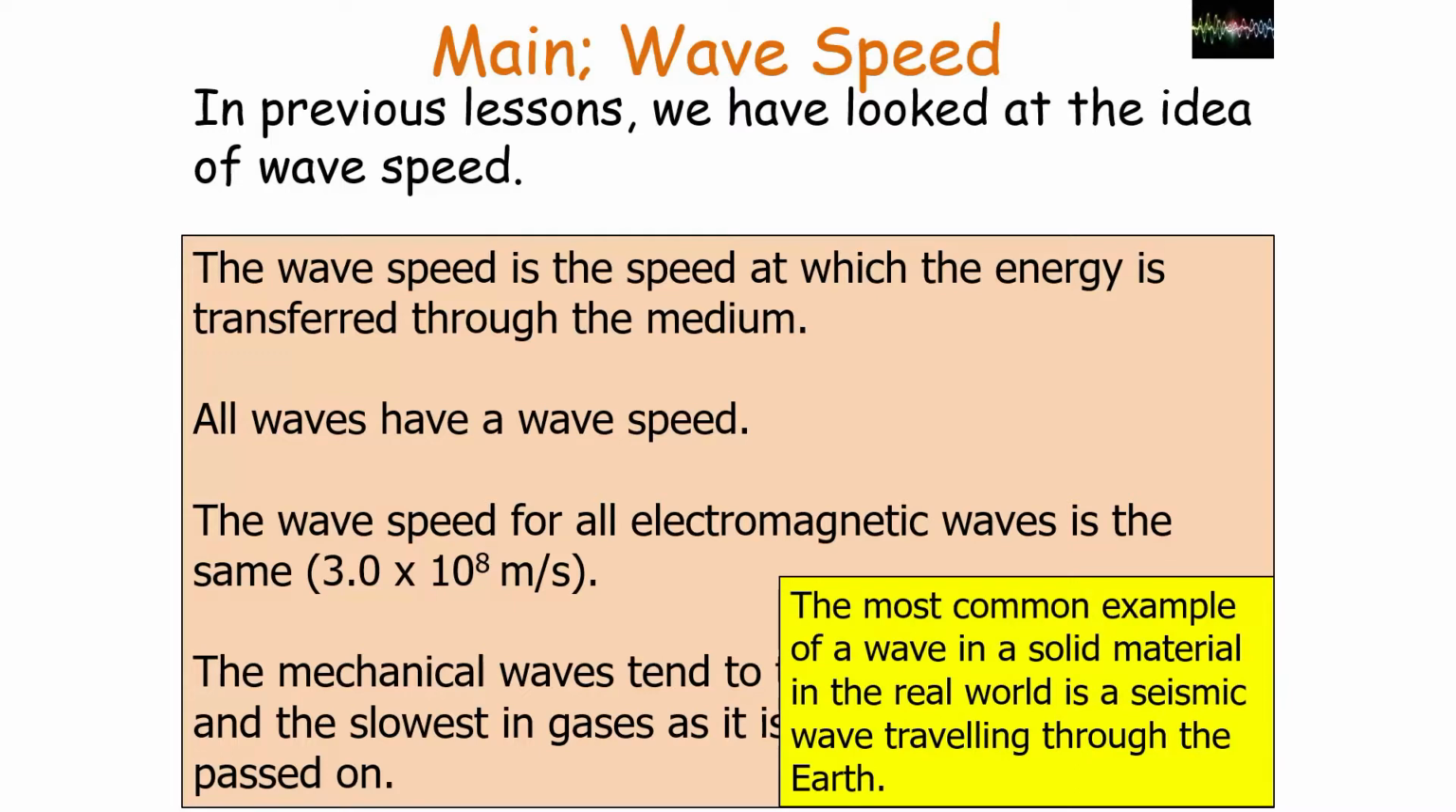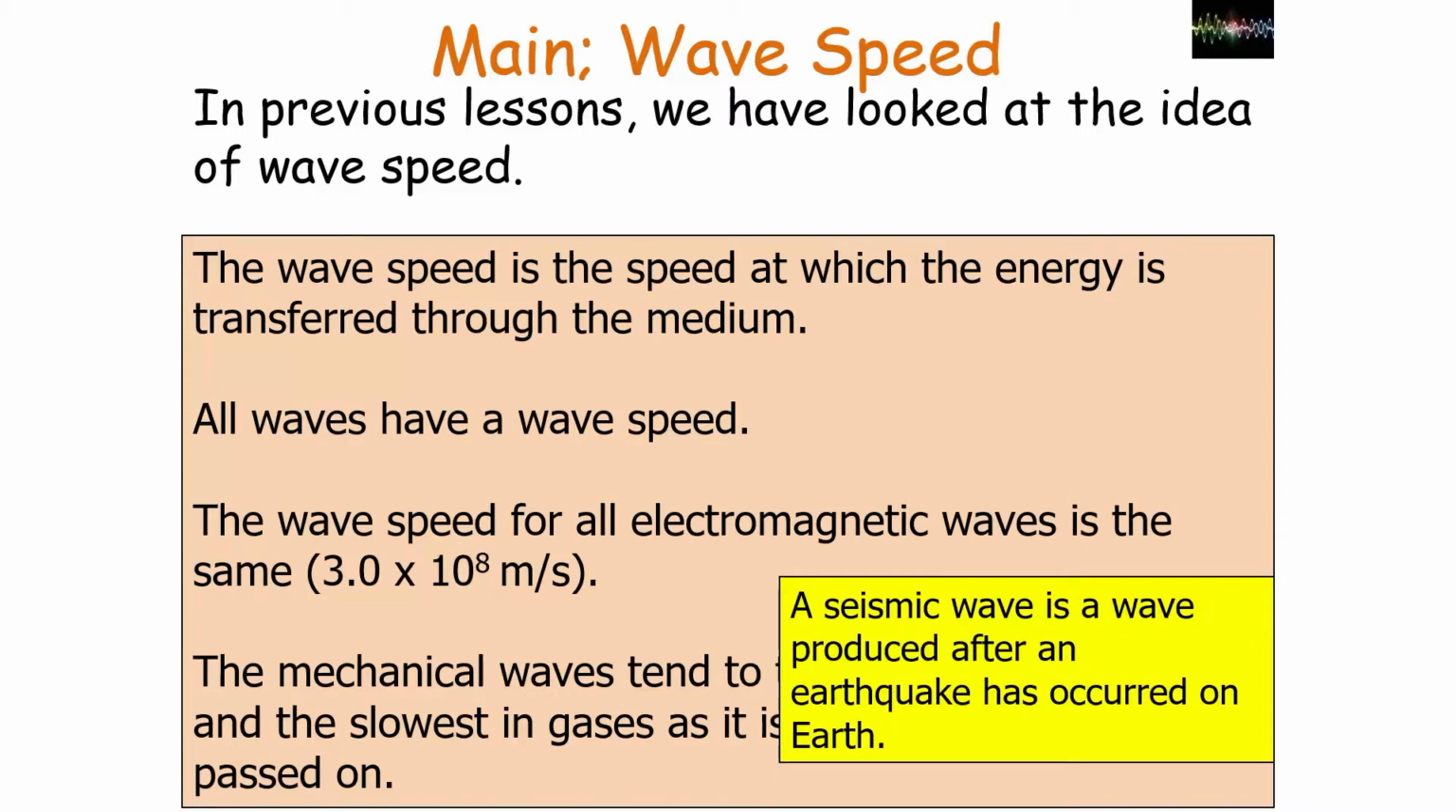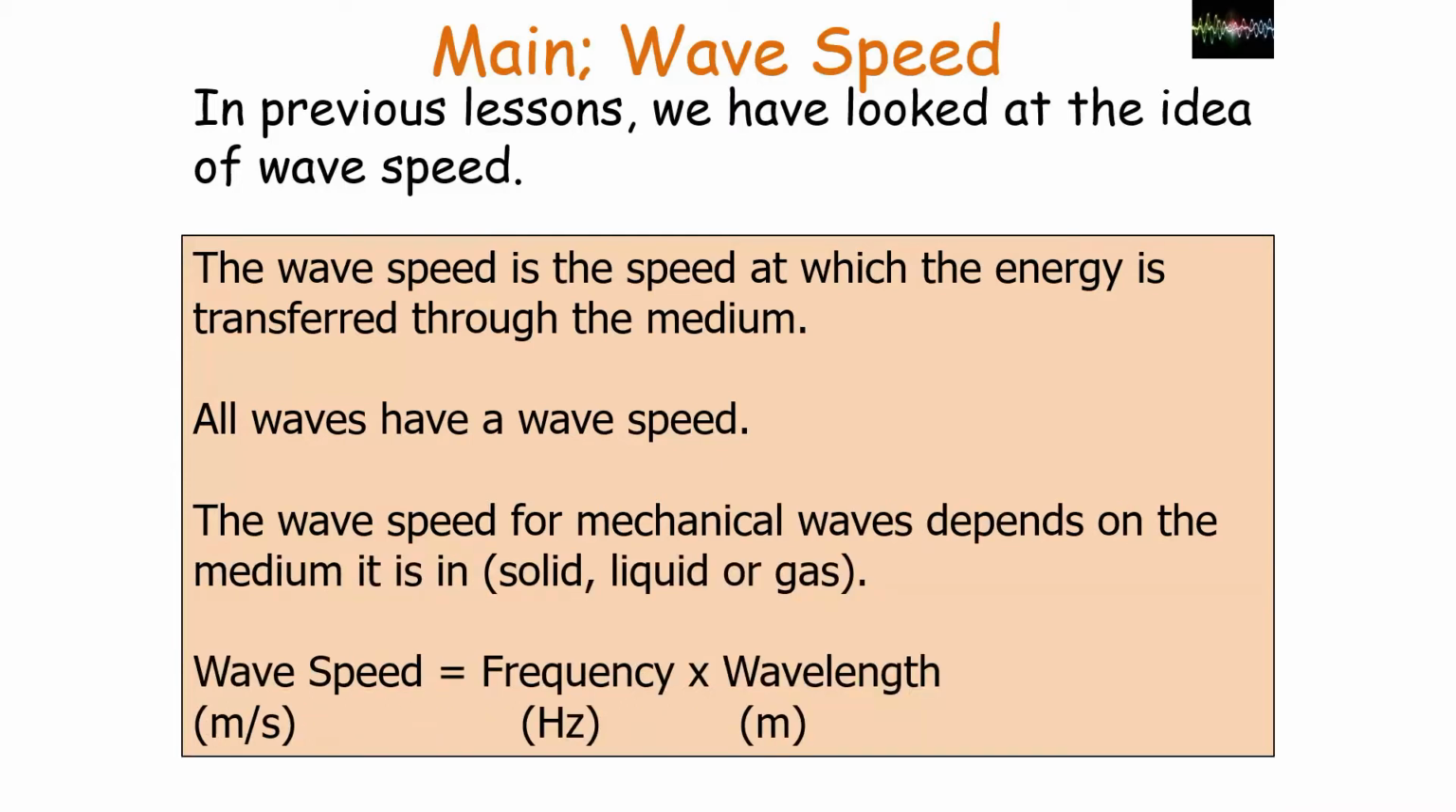Now the most common example of a wave in a solid material in the real world is a seismic wave traveling through the earth, but other examples could include waves on guitar strings or waves on wires. Now a seismic wave is a wave that's produced after an earthquake has occurred on earth. Now the wave speed, which is the speed the wave is traveling at, or the speed at which energy is transferred through the medium, can be calculated with the equation wave speed is equal to frequency times by wavelength.